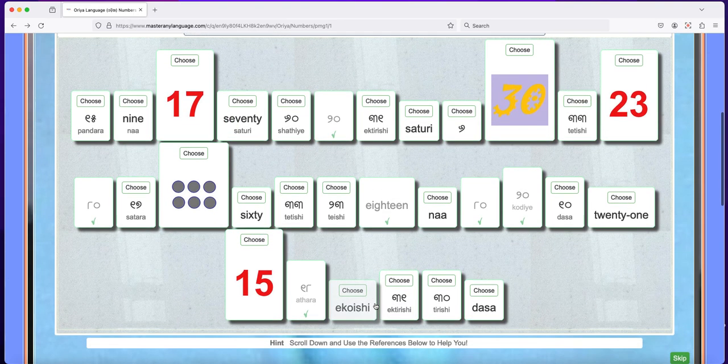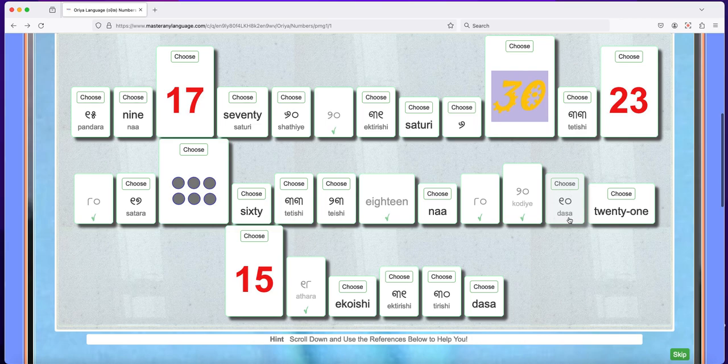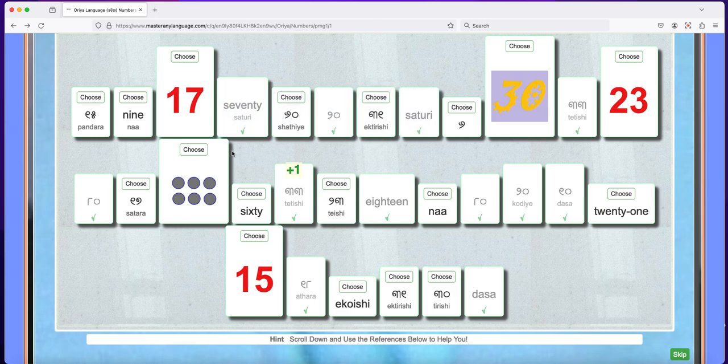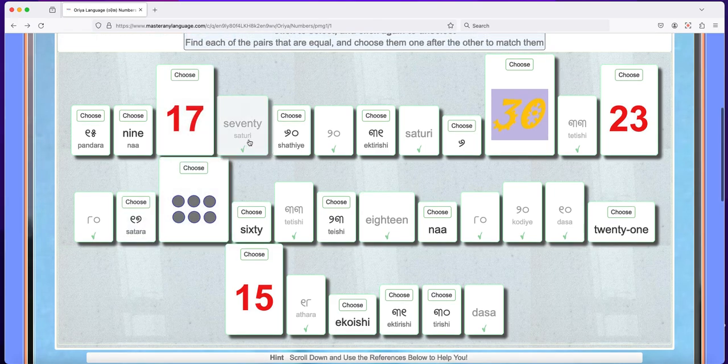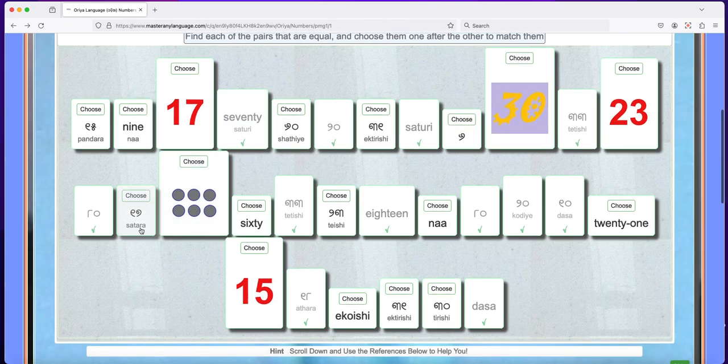Dasa was 10, I think. Dasa, I don't see 10. Oh, there it is. Dasa. Okay. Tetishi, I don't know what that is yet. Saturi is 70. Oh yeah, Satara was Saturi 70. This Satara must be 17.